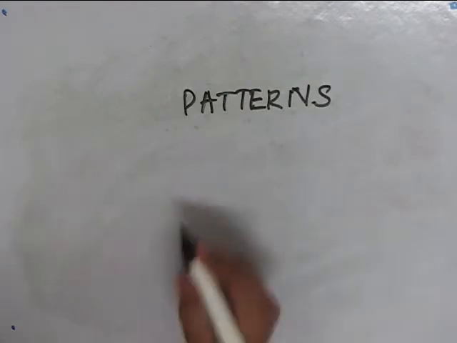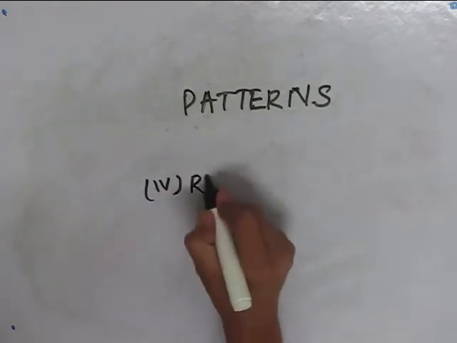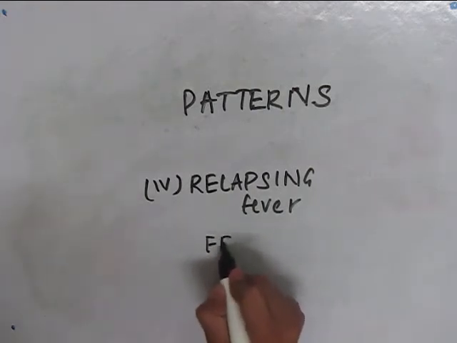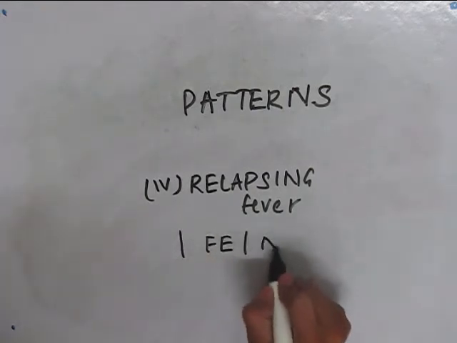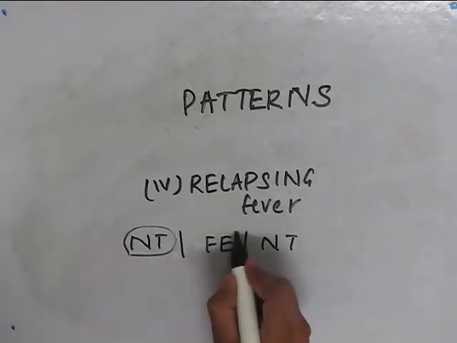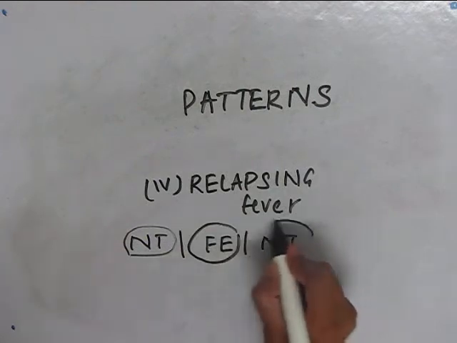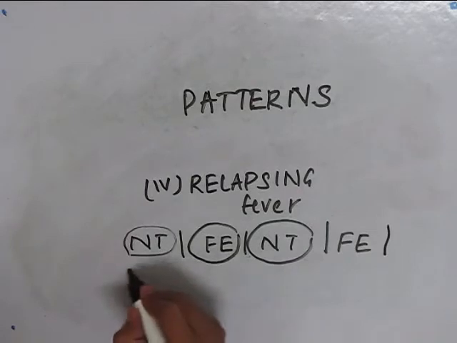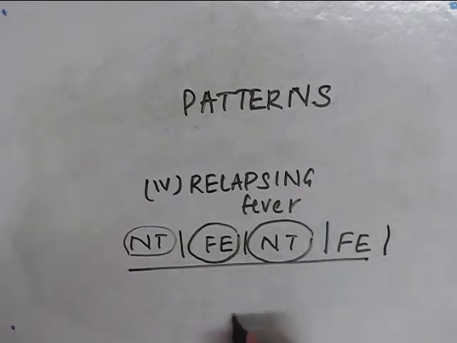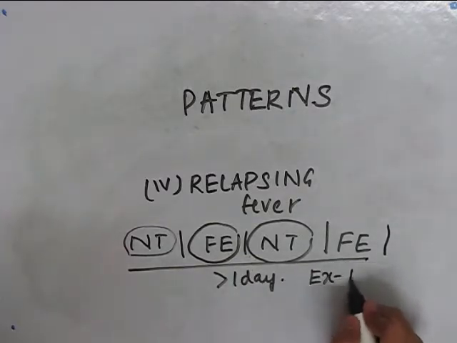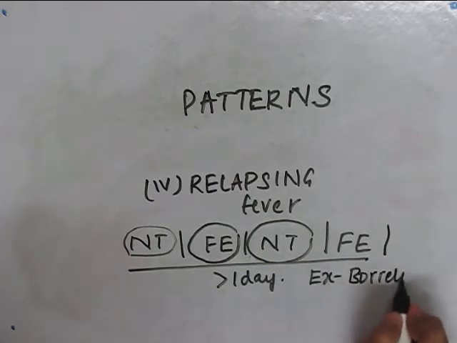The fourth type of fever we are going to be learning is called relapsing fever. Relapsing fever is a fever in which febrile episodes are separated by normal temperature. That is, you have normal temperature, suddenly you have fever, then again normal temperature, then again you have an episode of fever. This is called relapsing fever, and the duration should be more than 1 day. For example, relapsing fever is seen in Borrelia infection.